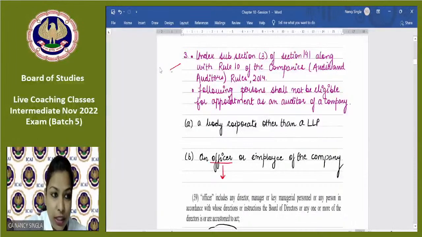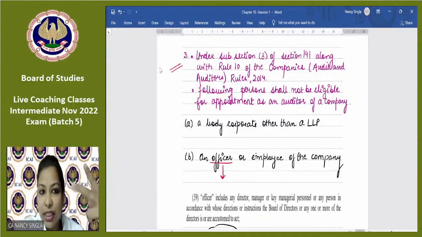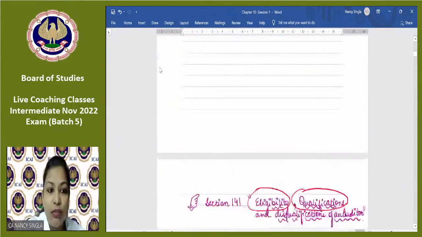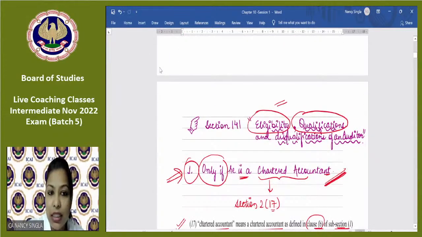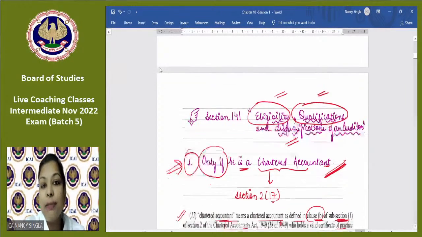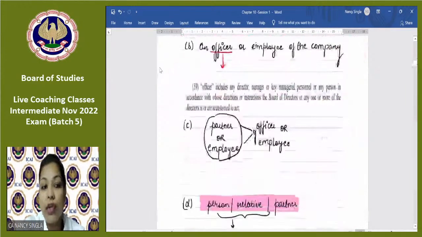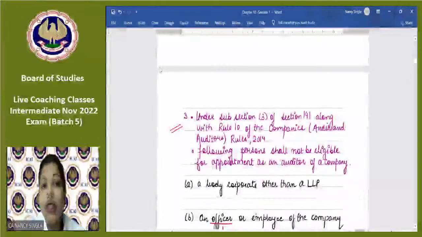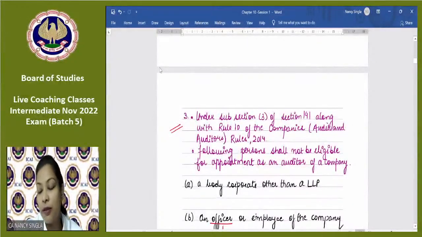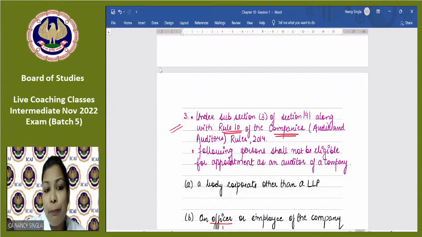Now subsection 3. So eligibility and qualification is done. So what is the name of this section? Section 141, eligibility, qualification and disqualification. Now subsection 3 of section 141 deals with disqualification of an auditor. And students, here we will be reading subsection 3 of section 141 along with one of the rules, rule number 10 of the Companies (Audit and Auditors) Rules 2014.